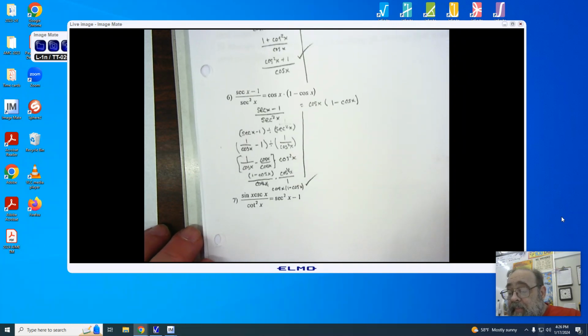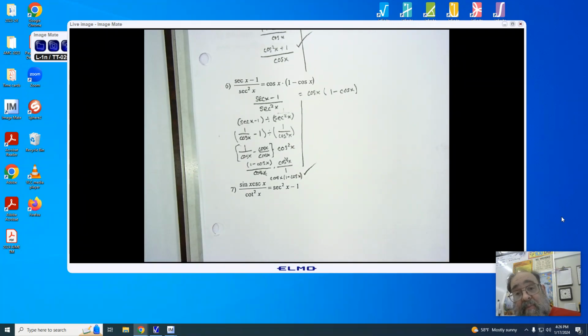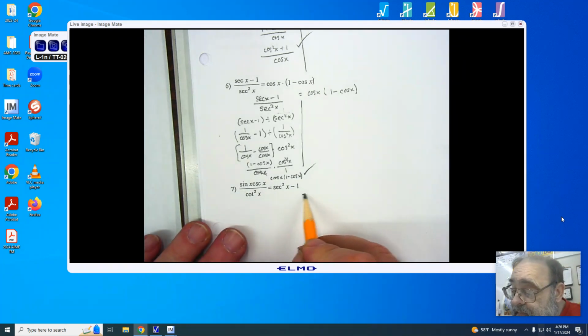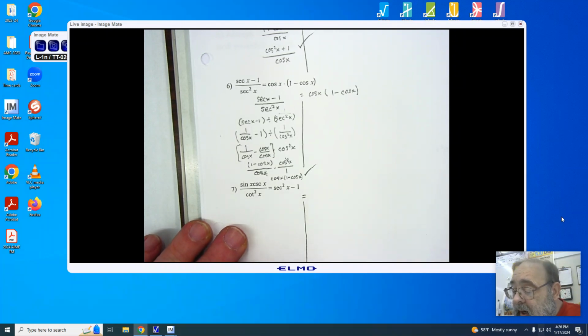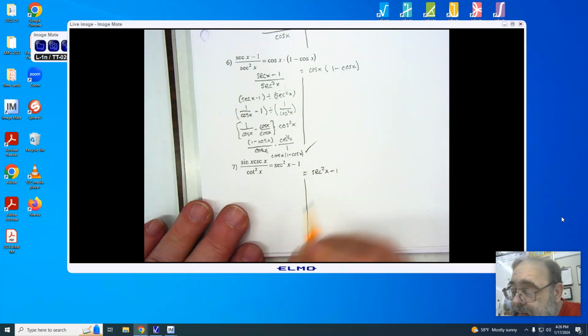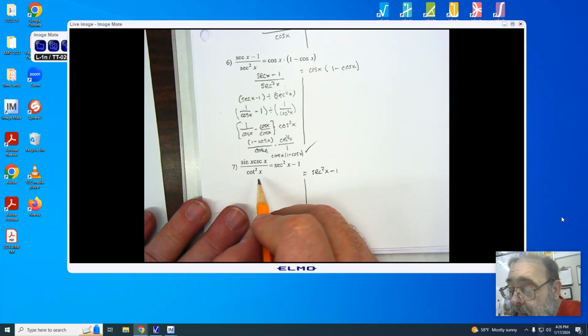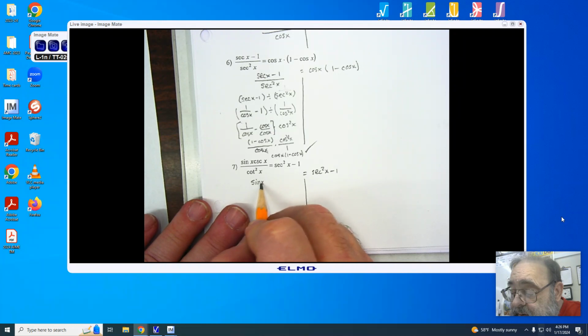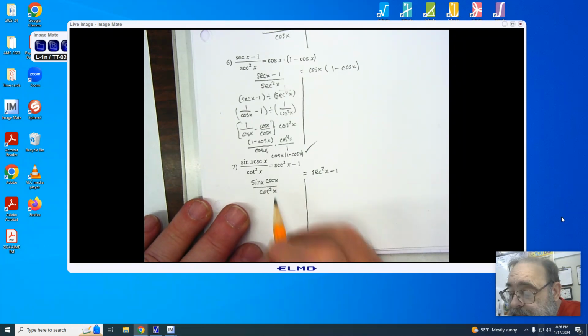The last problem that we have to do, and I am going to be leaving 3 of them for my students to do on their own to continue to practice in preparation for their check for understanding, which they're going to have at the end of this week. Once again, dividing it into two parts and a line in the middle, I have secant squared x minus 1. I then have my sine of x cosecant x divided by the cotangent squared x.